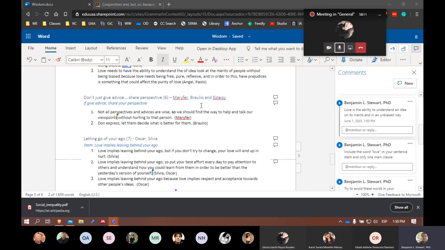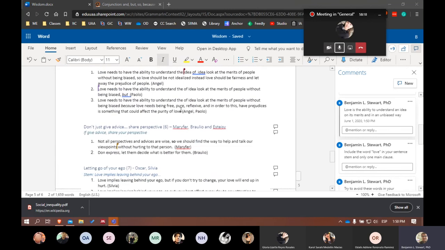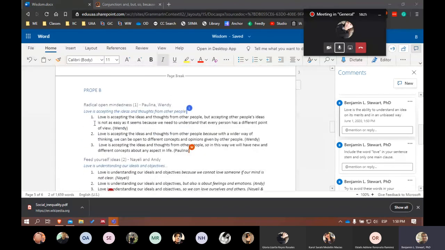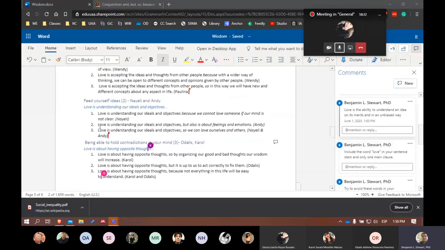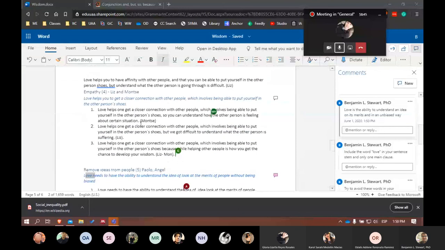Okay, guys, we're getting close here towards the end of class. I'm looking through some of the stems and we're getting much better here, a lot closer to simplifying our sentence stems. If we take a look here, we've got the first one, love is accepting the ideas and thoughts of other people. So that's a good stem. Love is understanding our ideas and objectives. That's a good example. Love is about having, I would say, opposing thoughts. That's another good example. Love helps to get closer, love helps get a closer connection with other people, which involves being able to put yourself in the other person's shoes.